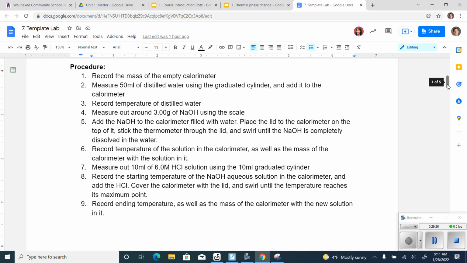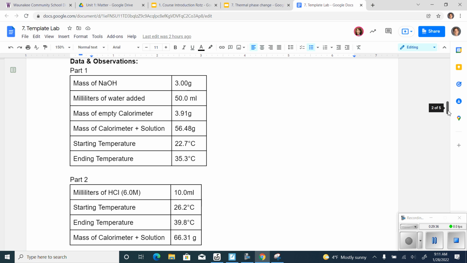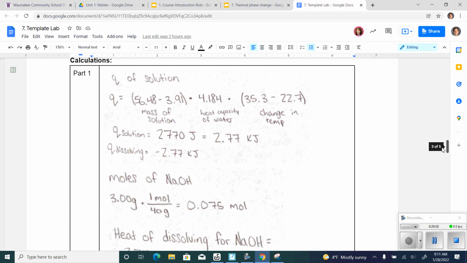Then they give a step-by-step procedure. Step 1, what did I do? Step 2, what did I do? So not a paragraph format, a step-by-step procedure. Here's all of his data that he collected. Here's the mass of the calorimeter, starting temperature, ending temperature. We're going to be doing something similar here today.